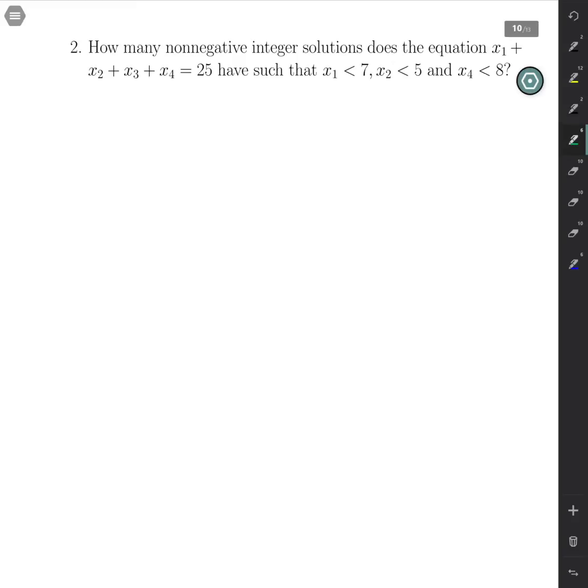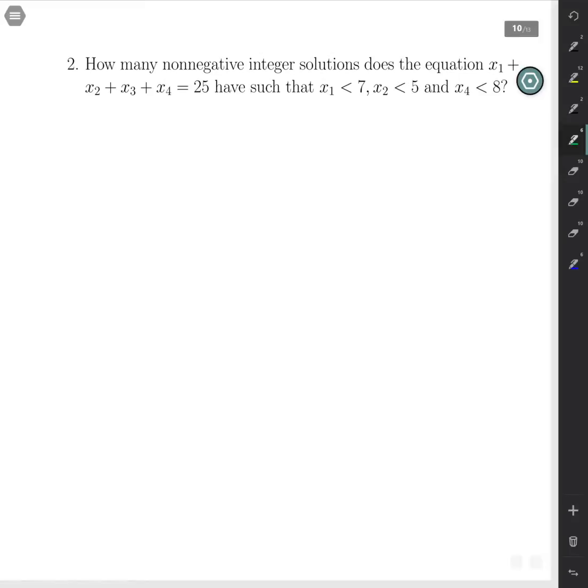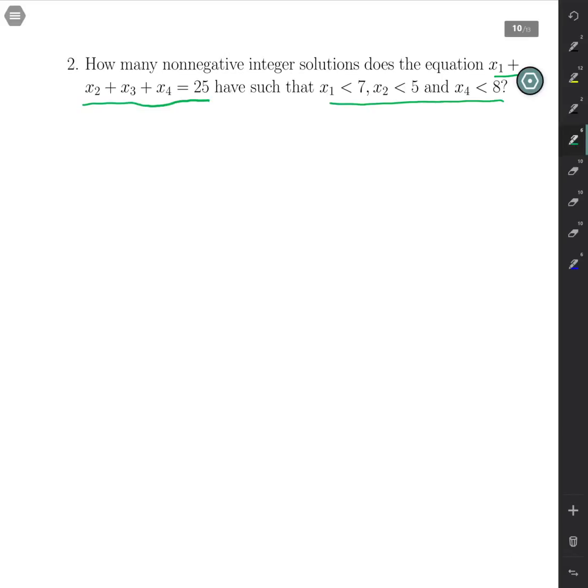Another example with inclusion-exclusion might deal with the kinds of equations we've talked about before with integer solutions. This one here is the equation x1 plus x2 plus x3 plus x4 equals 25. But I'm going to count those non-negative integer solutions that have x1, x2, and x4 all less than specified numbers there. Now, because of the way we use stars and bars, it's easy to allocate stars to say that one of these values would be at least a certain amount. But this is the opposite.